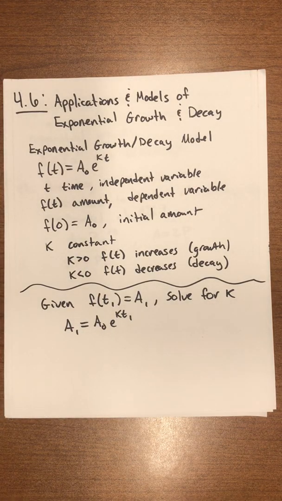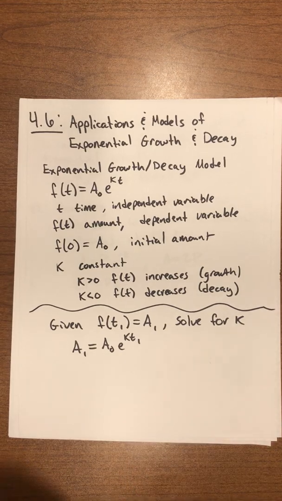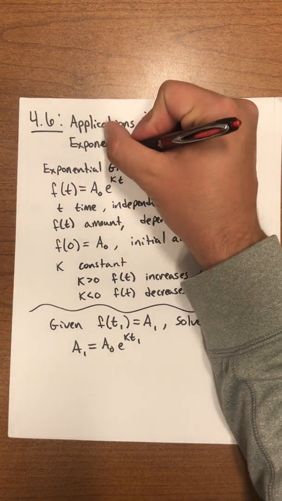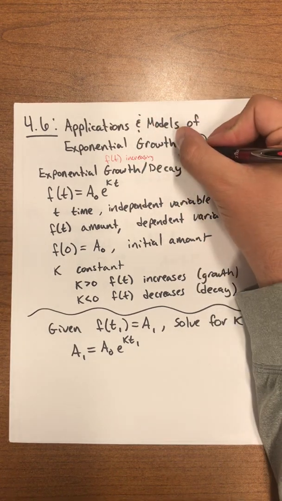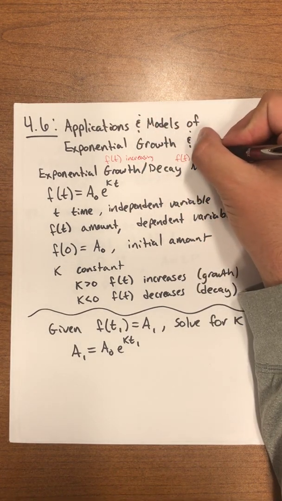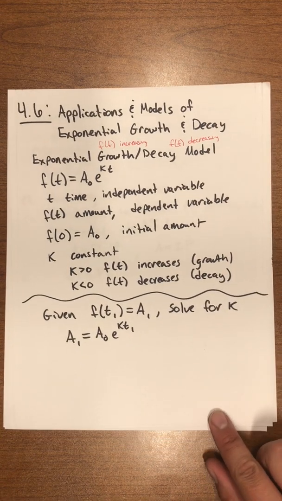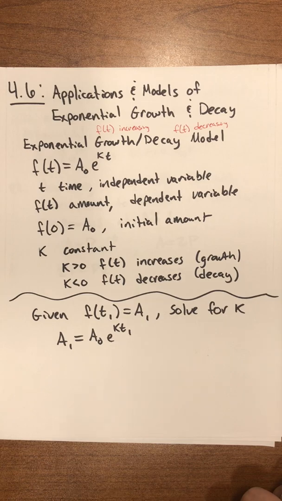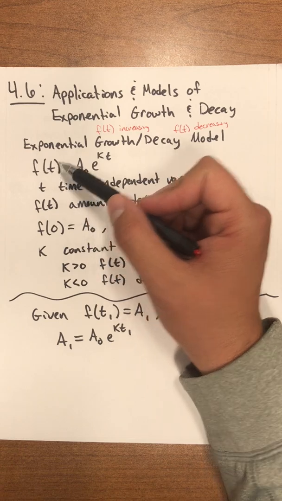We're going to talk about applications and models of exponential growth and decay in section 4.6. The exponential growth or decay model is exponential growth if the function is increasing, and if the function is decreasing, we call that exponential decay. So it is a function in terms of time. The book just writes y. I prefer to be more specific and say f of t. So this is a function in terms of time.